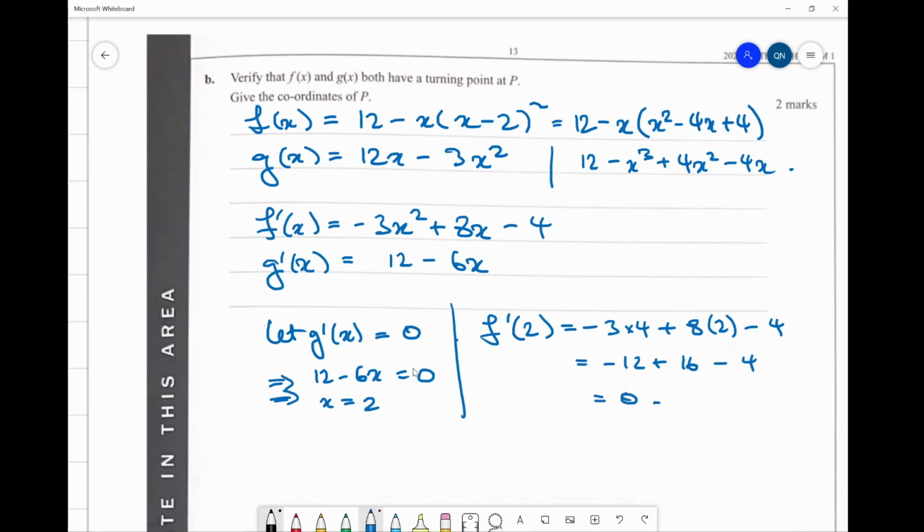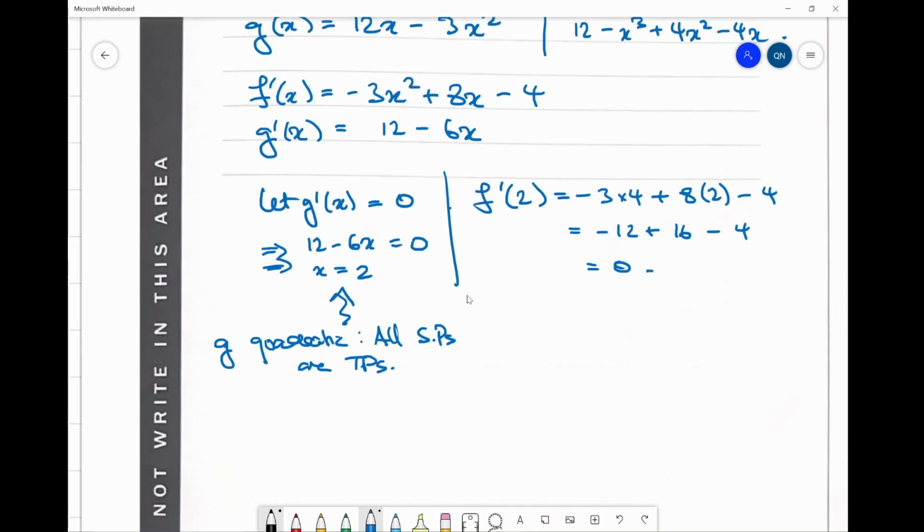So x equals 2 is a stationary point of f. We can argue that over here it's a turning point of g, because g is a quadratic, which means that all stationary points are turning points, so TPs. We don't really know that about the cubic, because what if it has a point of inflection, a stationary point of inflection?